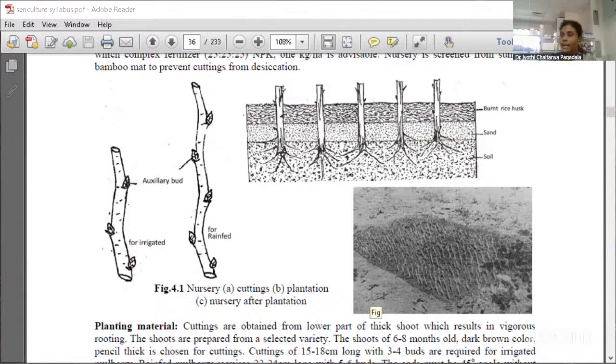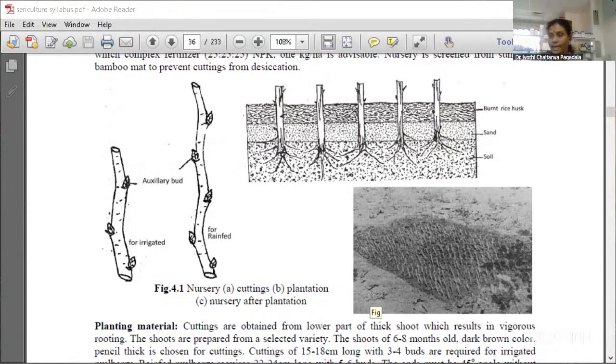Further, deficiency diseases also appear. The spacing of 15 centimeters between the rows and 10 centimeters between the cuttings is suitable, which is sufficient till it attains 5 to 6 weeks of age and becomes ready for the transplantation.